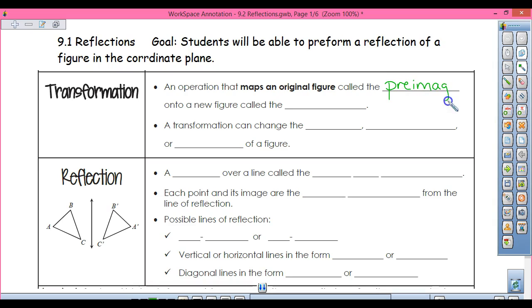Pre-image, onto a new figure called the image. Remember we had image and pre-image? A transformation can change the size, the shape, or the position of a figure.